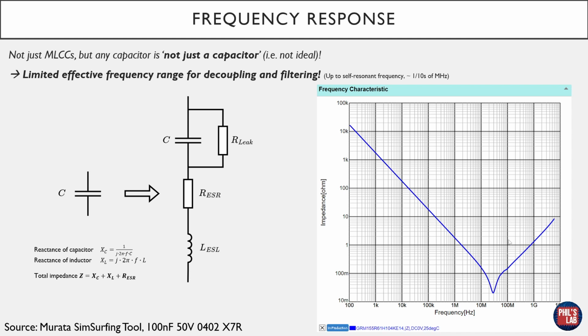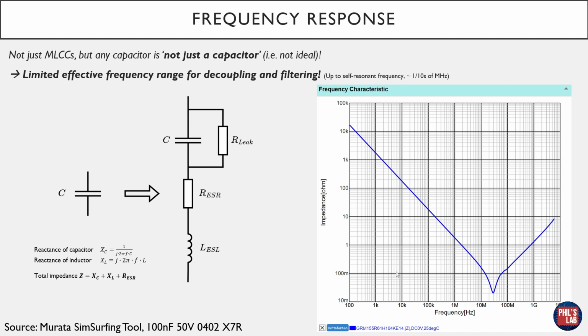As you can see, after the self-resonant frequency, we have an upward-sloping impedance profile, which is typical of an inductor, where the reactance increases with an increase in frequency. This is another thing to keep in mind. Up to the self-resonant frequency, which is typically for multilayer ceramic capacitors around a couple of megahertz, we can use this as a capacitor.